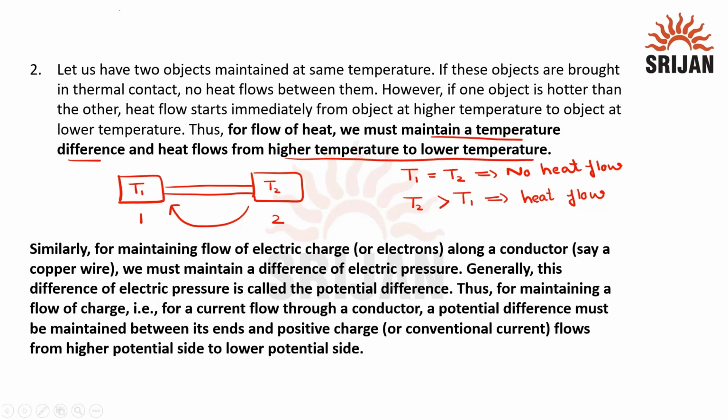So based on the two analogies, we understand that for maintaining flow of electric charge, that is electrons along a conductor, we must maintain a difference of electric pressure, and generally this difference of electric pressure is what we call the potential difference. Thus, for maintaining a flow of charge, that is for a current flow through a conductor, potential difference must be maintained between its ends, and positive charge flows from higher potential side to lower potential side.